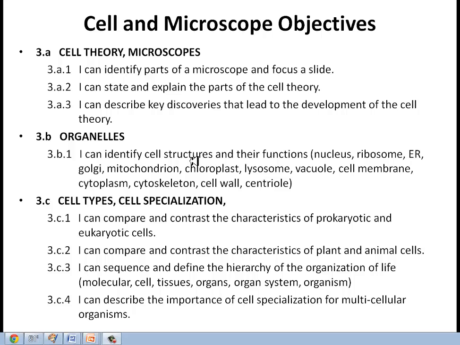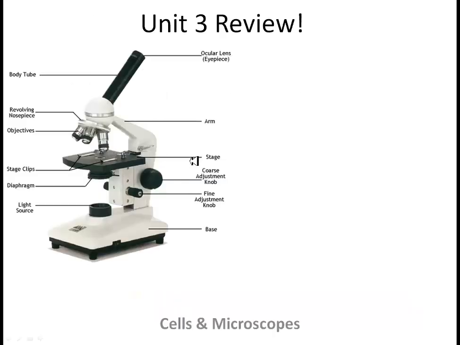Can you sequence and define the hierarchy of organization of cells, starting with atoms and then molecules, cells, tissues, organs, organ systems, and organism? And can you describe the importance of cell specialization in multicellular organisms? So the first thing is we're going to go to a picture of a microscope and talk about the ocular, which starts the magnification process.